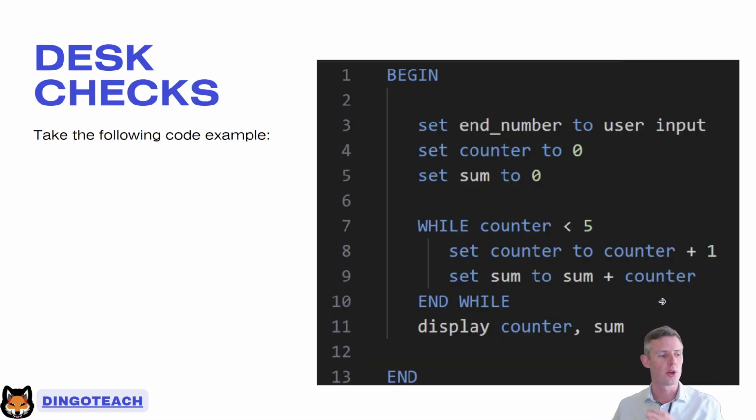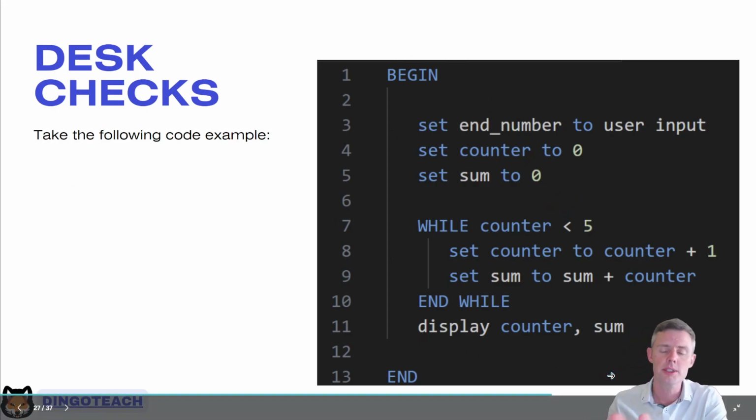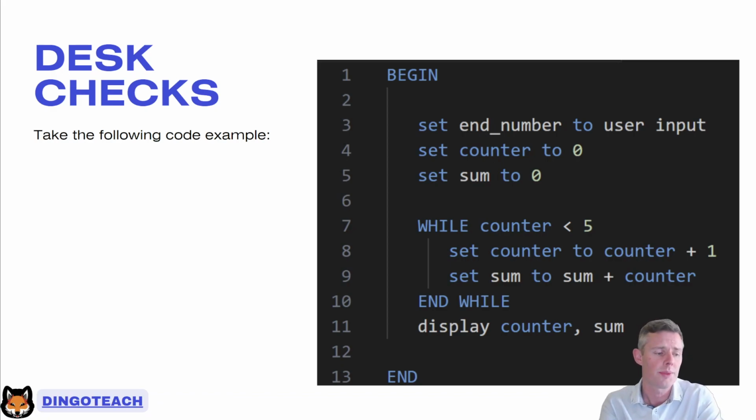Well, let's have a look at this code. I have written this little bit of code here. I haven't named it on purpose because I want you to have a look at it first of all. What I'd suggest you do is pause the video, see if you can figure out roughly what this code is supposed to be doing, and then we'll come back and we'll figure out how to set up a desk check. So pause.